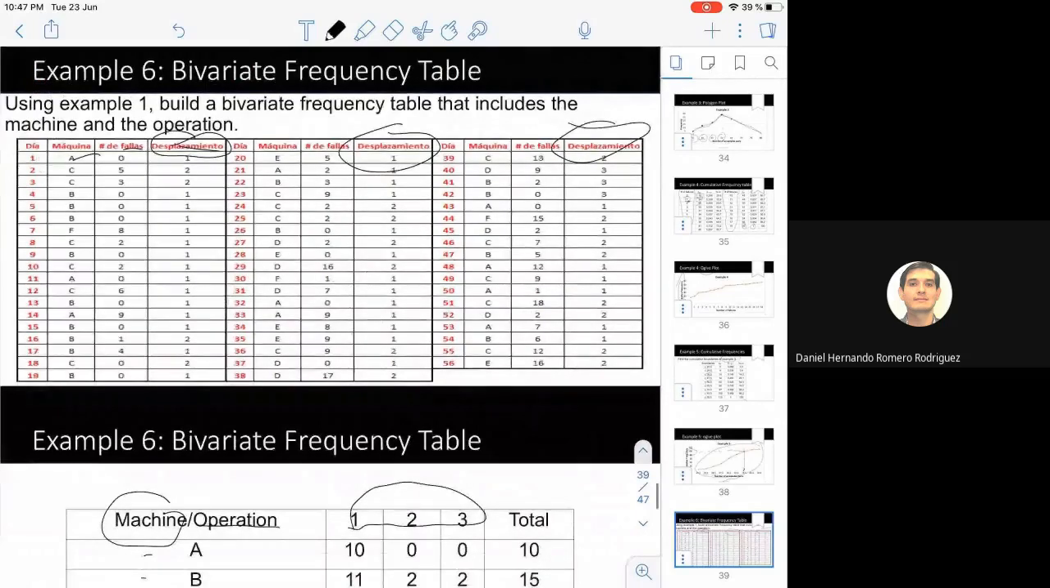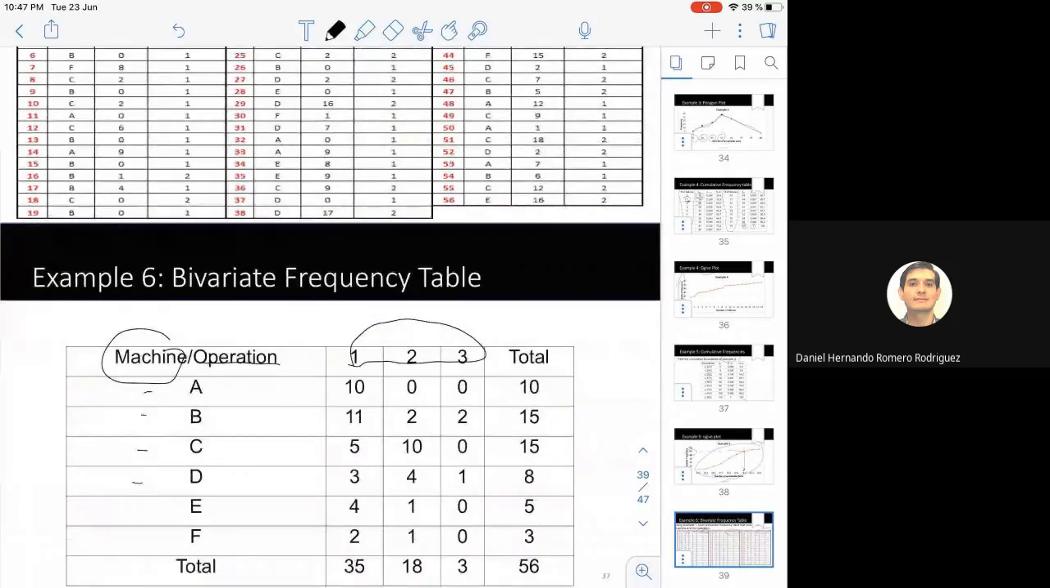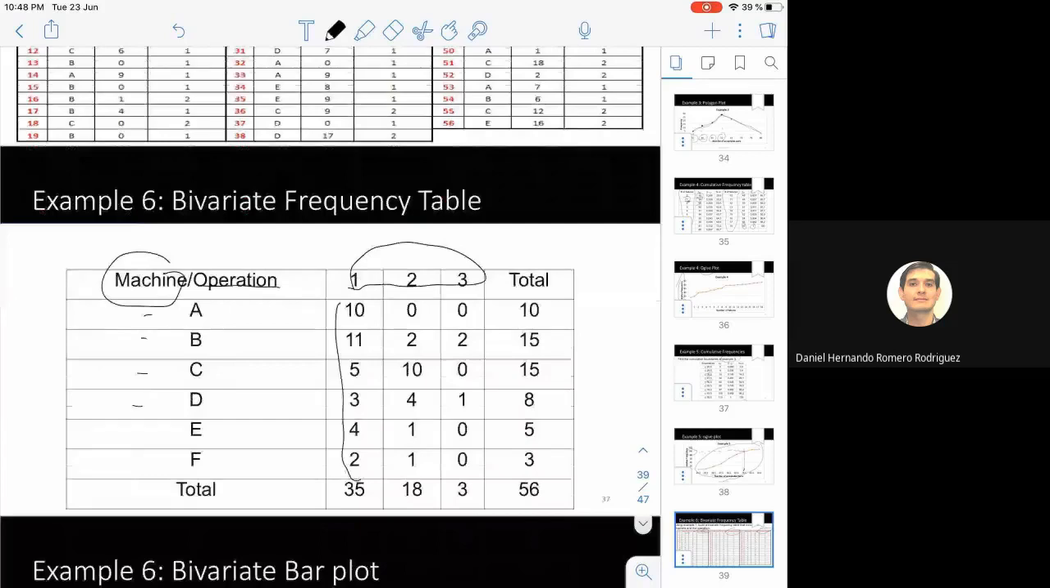There are three operations. So what we're checking in these tables is which machine was used, like how many times each machine was used to perform one of the three operations. So we have three columns with frequencies here, first, second, and third. This is what we call a bivariate frequency table. We call it bivariate because it has two variables.